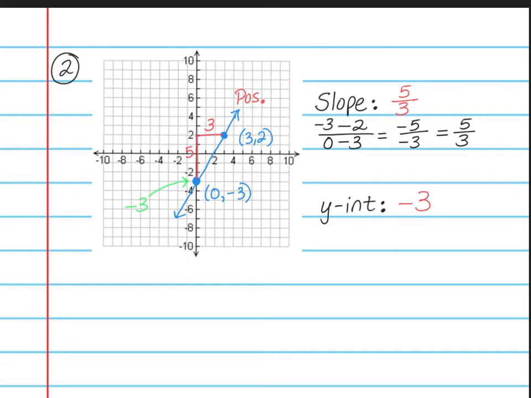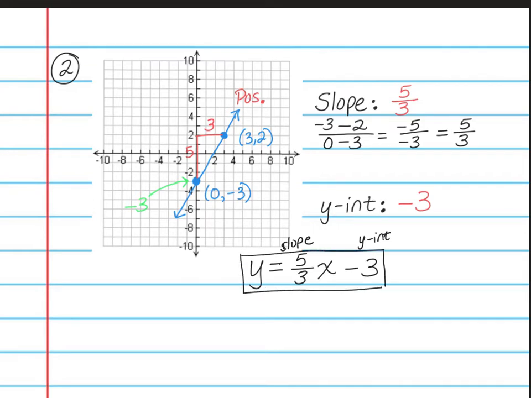Okay, let's write our answer. Y equals, my first one is the slope. My slope, remember, is 5/3. Don't forget your x. The second thing we write is our y-intercept. My y-intercept is -3, so I'm going to write -3. And here is my answer for the equation of that second line.